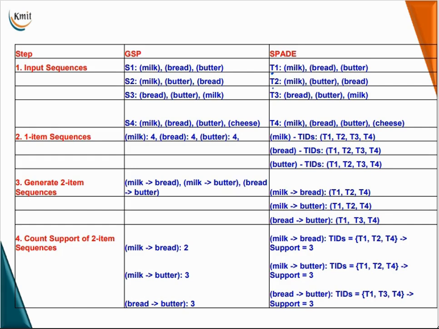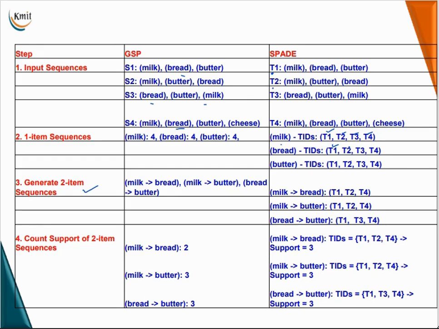T is nothing but transaction. So let us first check the one item sequence. Here milk occurs 4 times, that is in all the four sequences. In the same way bread, the same way butter. Whereas on the SPADE side, milk occurs in transaction IDs T1, T2, T3, T4. Bread occurs in transaction IDs T1, T2, T3, T4, and butter also occurs in T1, T2, T3, T4.